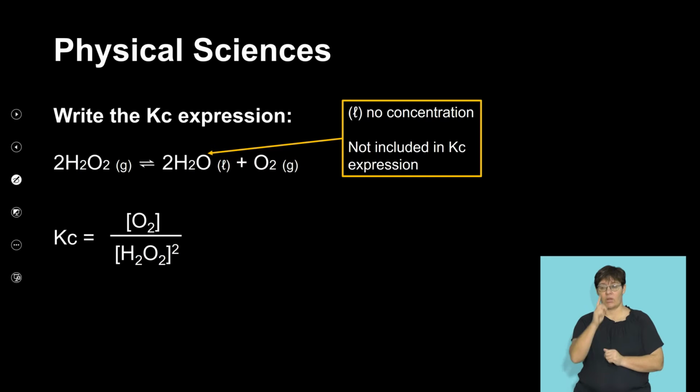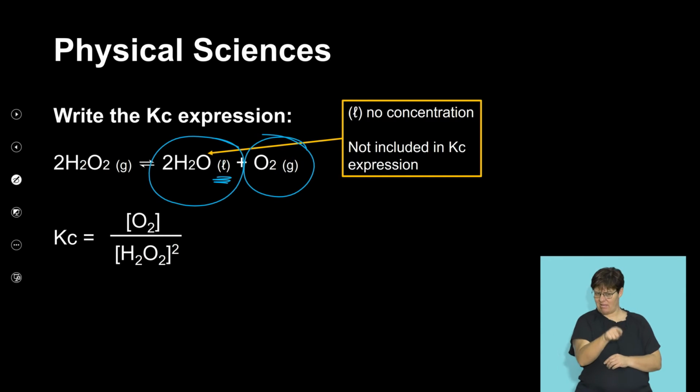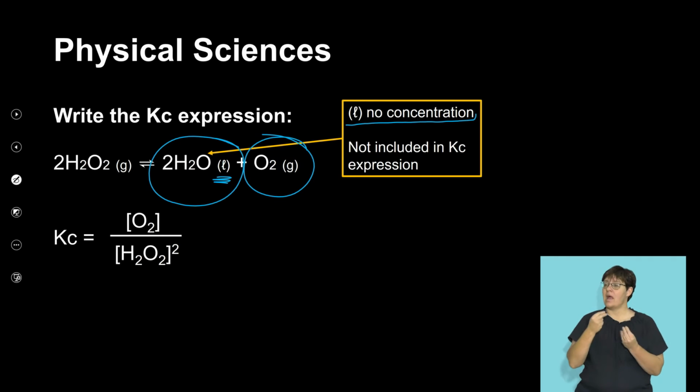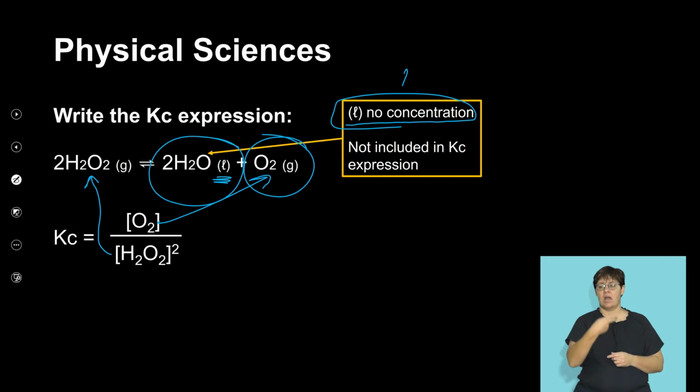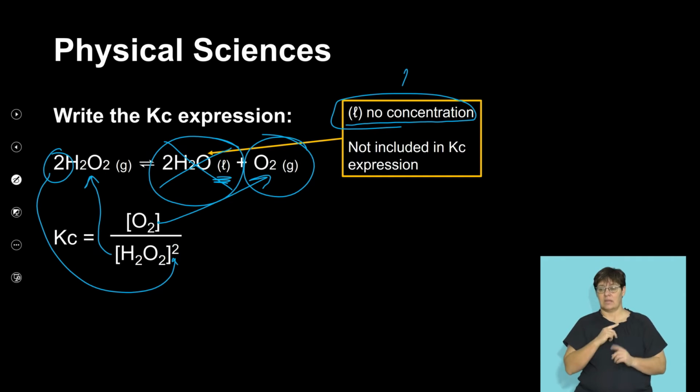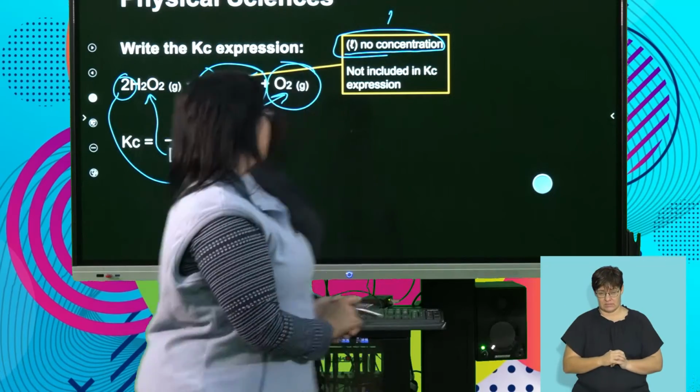If we look at the last one, we have another example of hydrogen peroxide that decomposes into water and oxygen. We now see we have a liquid there, and we know that a liquid has no concentration, or we use a 1 there, and we do not include it in the Kc expression. So my Kc expression here will be the product concentration over my reactant concentration. I do not use the water because water here is a pure liquid. Remember that the coefficient becomes the exponent.